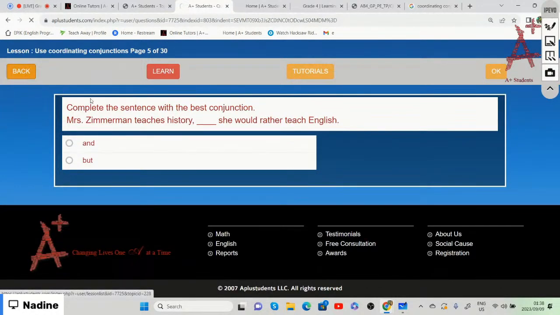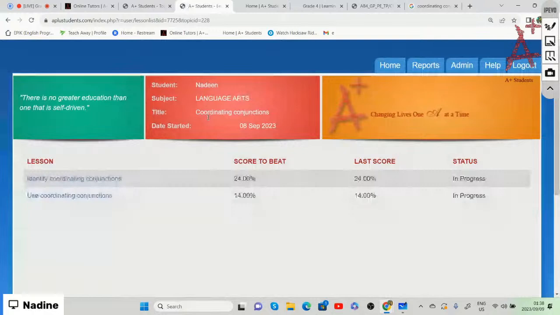Right. So far we have identified coordinating conjunctions, and we said the coordinating conjunctions that we identified were and, but, or, so, right? Because those are the most common coordinating conjunctions that join words or phrases or sentences. And then we also used coordinating conjunctions by adding in the correct conjunction within the given sentence, whether it was or, so, but, or and.